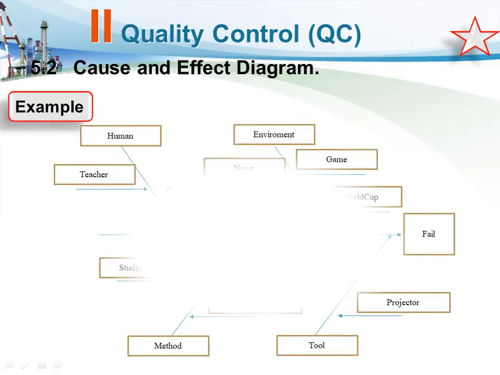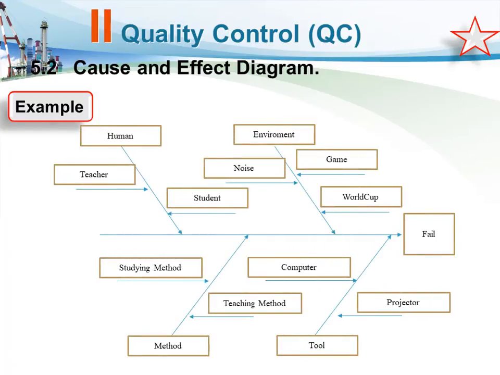The example of a cause and effect diagram about student failure. There are four main problems: human, environment, method, and tool. Human includes teacher and student. Environment includes noise, games, workgroup, or soccer. The methods are about studying methods and teaching methods. Tool is about the computer, register.